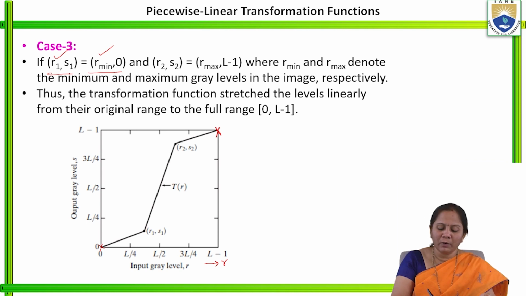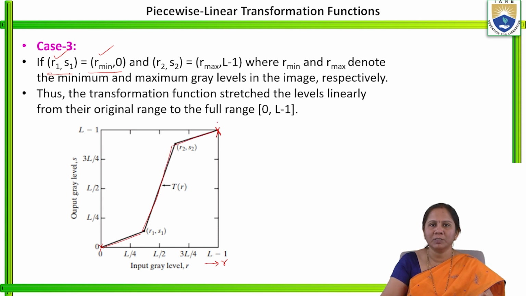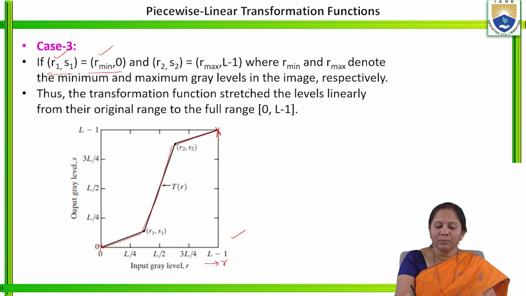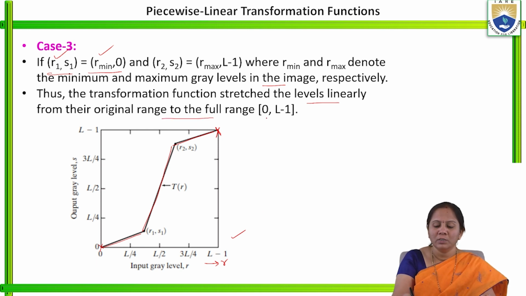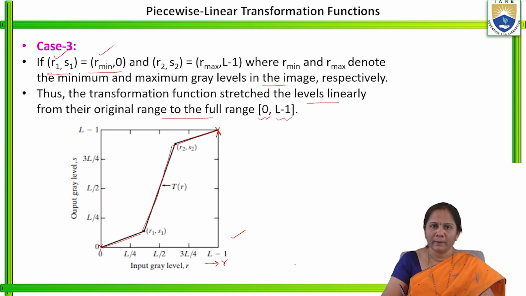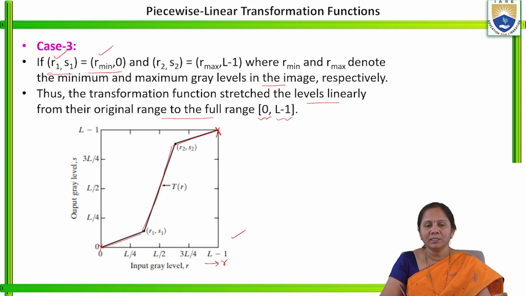So obviously the curve we are seeing here, after applying this piecewise linear transformation function, we are going to get like this only. So it denotes the minimum and maximum gray levels of the image. The transformation function stretches the level of intensity from the original range to the full range. That is, the original range starts from 0, and the full range is L minus 1. So we have seen three cases, changing the values of R1, R2, S1, S2, and how the intensity values of pixels will be changing.